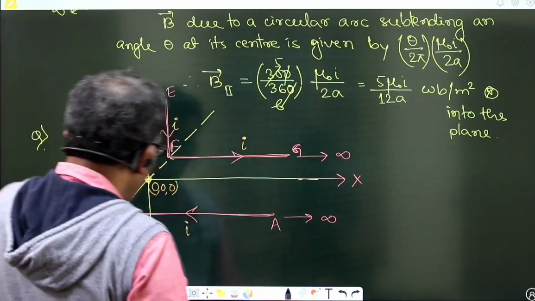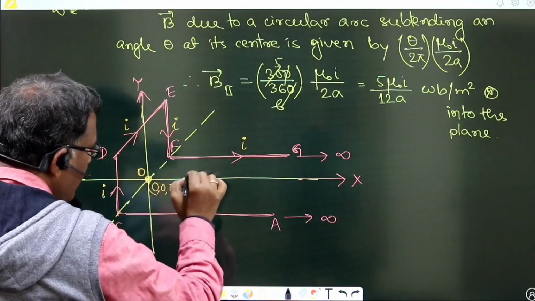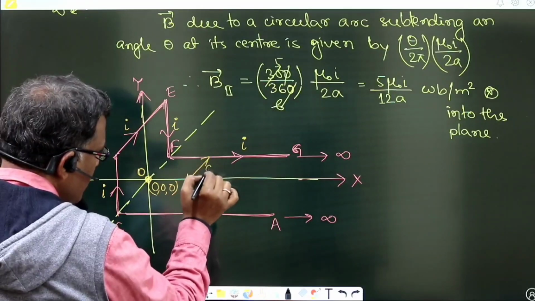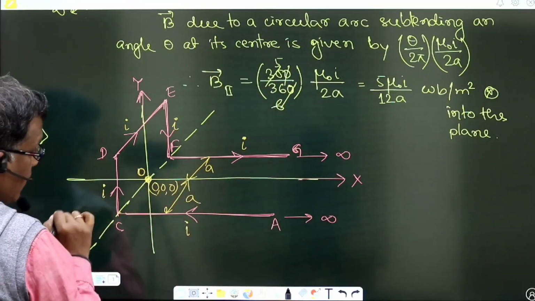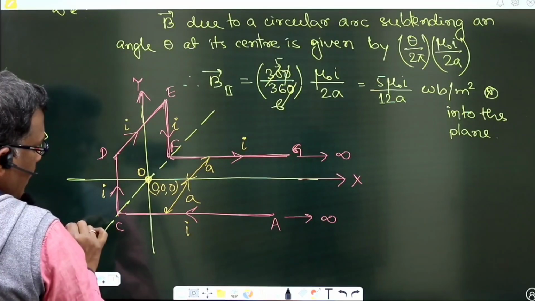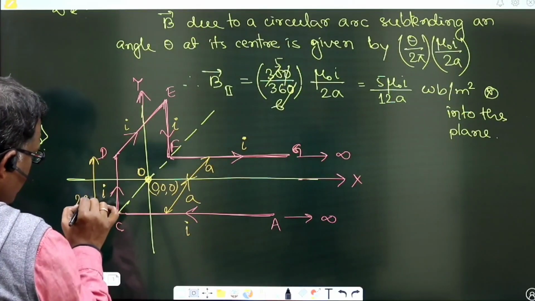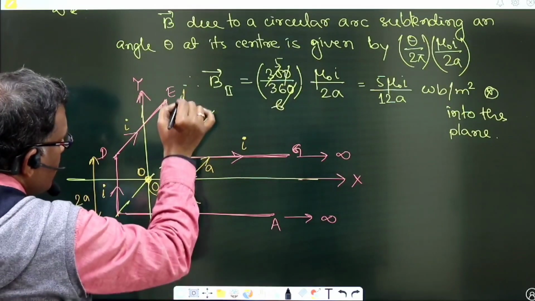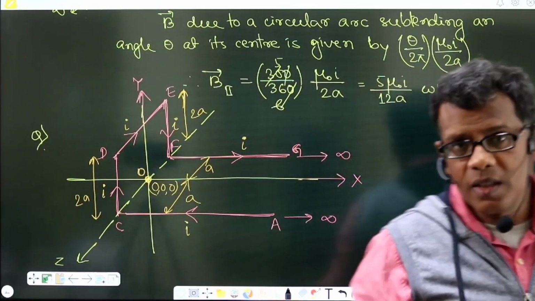What will be the magnetic field if this separation is A, this separation is also A, and let this part be 2A, this part is also 2A. Got this information? Is it clear now?